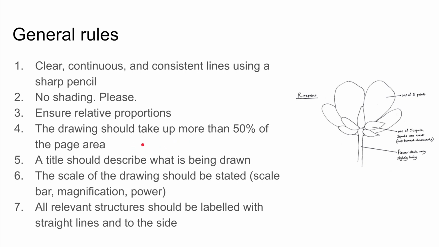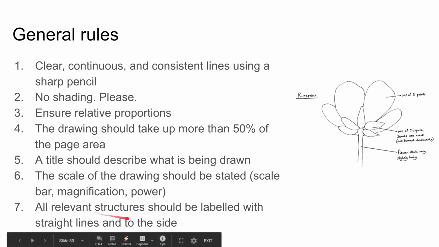Basically, it's very similar to the idea of graphs, because the bigger you can draw something, the more accurately you might be able to represent it, and the more small details can be made more apparent and more visible. A title should describe what is being drawn. The scale of the drawing should be stated. All relevant structures should be labeled with straight lines and to the sides.